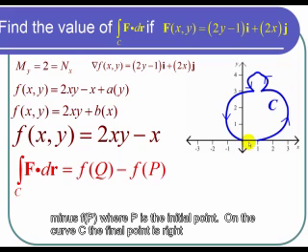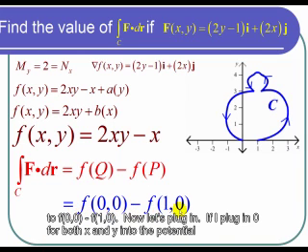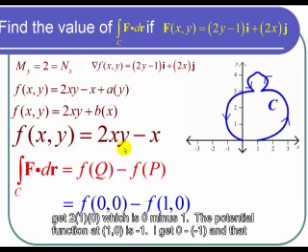So on our curve C, the final point is right here at the origin, 0, 0, and the initial point is right here at 1, 0. So this should be equal to f of 0, 0 minus f of 1, 0. So now let's plug in. If I plug in x and y both 0 into the potential function, I get 0 minus 0, and that's 0. And if I plug in x equals 1 and y equals 0 into the potential function, I get 2 times 1 times 0, which is 0, minus 1. So the potential function at 1, 0 is negative 1.